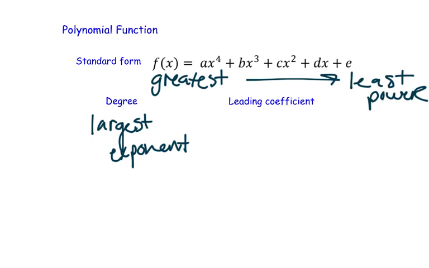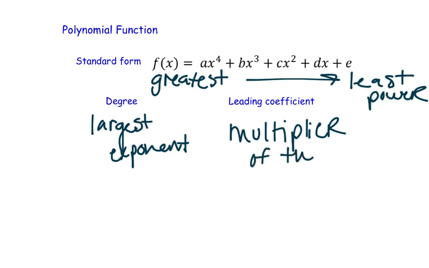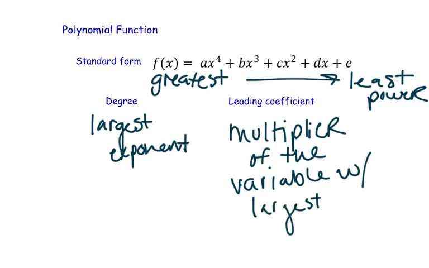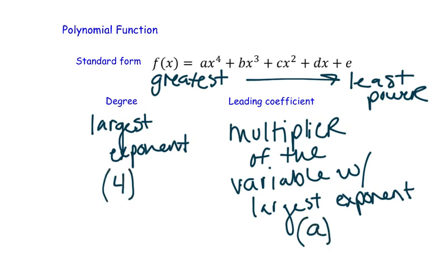And then the leading coefficient is going to be the, what are we going to call it? The multiplier of the variable with the largest exponent. So in this case, the example here has 4 as its largest exponent, and then a as the leading coefficient.